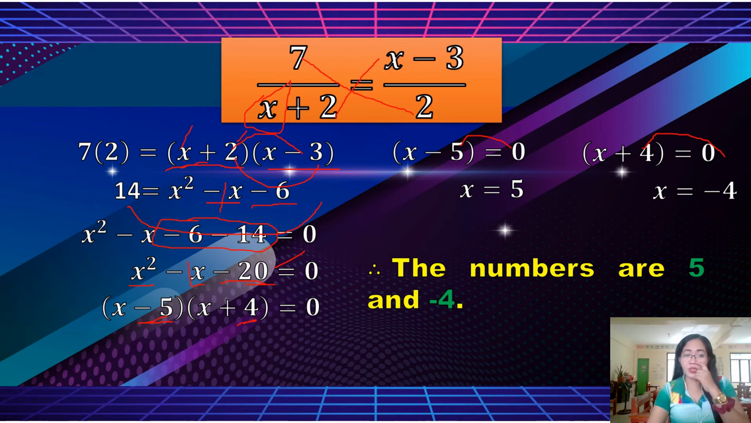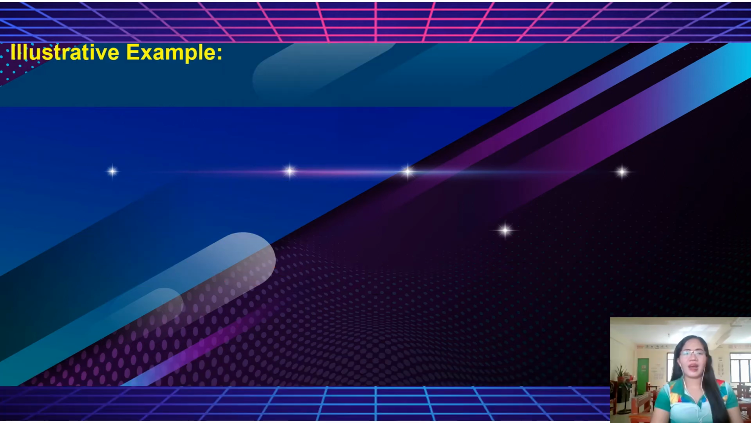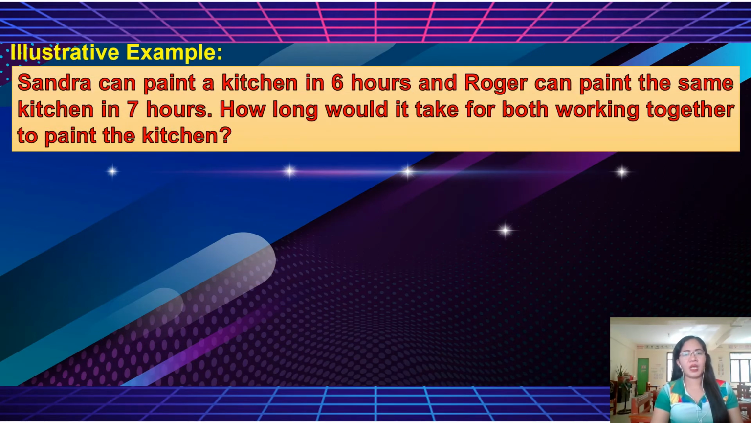Okay, let's now proceed to example number 2. I hope you understand how you are going to solve for x given a rational equation. So, this is now an example of a rational equation. Rational meaning it's a fraction. Your equation is a fraction. Specifically, the denominator is a variable. All right, here's the second example.